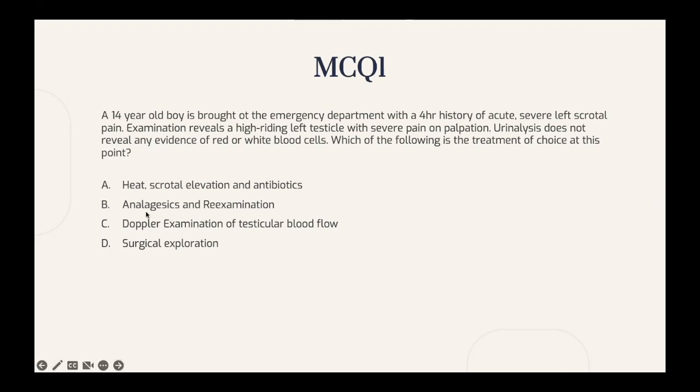Well, in this case, the answer would be surgical exploration. This is a typical case of testicular torsion. As you can see, he mentioned a high-riding left testicle with severe pain on palpation, and the urinalysis shows nothing. So this is most likely testicular torsion. We do surgical exploration, we do reduction and orchidopexy. You might have said, why did we not do a Doppler examination? The findings are really close to testicular torsion. So when there's a high likelihood of testicular torsion, we skip the imaging and straight away take him to surgery.